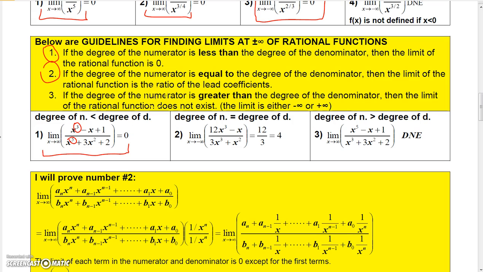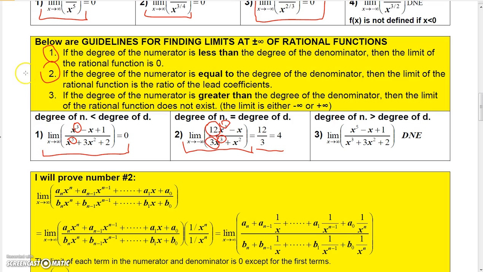The second one says if the degree of the numerator is equal to the degree of the denominator, then the limit of the rational function is the ratio of the lead coefficients. Well, here the degree of the numerator is 3, the degree of the denominator is 3, so number 2 does apply. So the limit as x goes to infinity or negative infinity is simply going to be the ratio of your lead coefficients, in this case 12 over 3, which is 4.